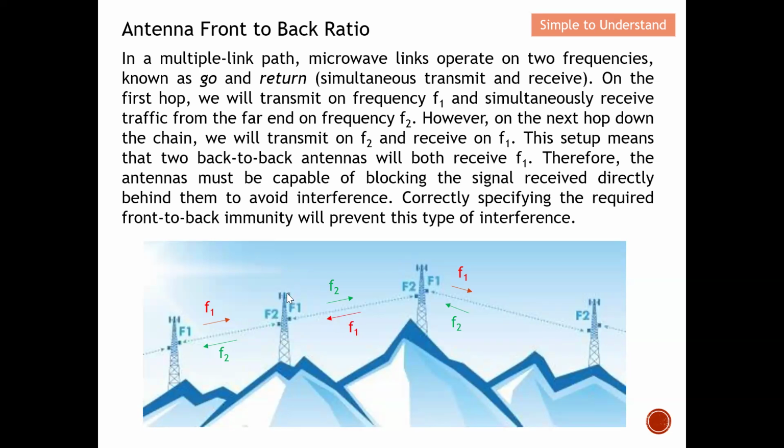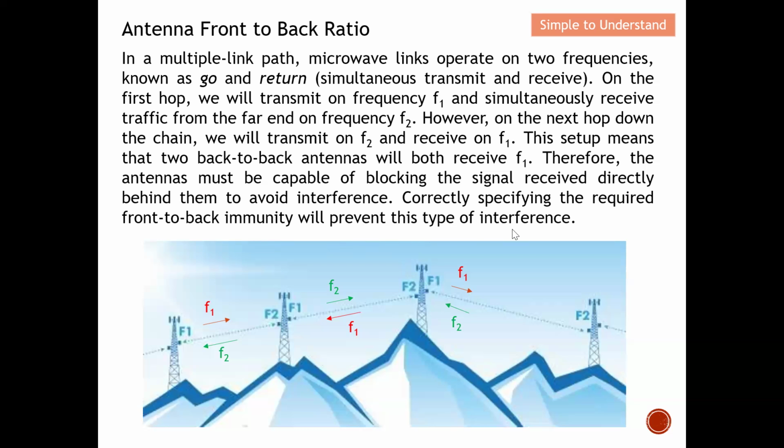Same for this antenna here on the right. The key purpose of this right antenna is that it just wants to receive this signal. It does not want to receive this signal. Therefore, I need a high front-to-back ratio so as to cancel this away for the right-hand side antenna. I guess now it should be much clearer. The antenna must be capable of blocking the signal received directly behind it to avoid interference. Correctly specified, the required front-to-back immunity will prevent this type of interference.